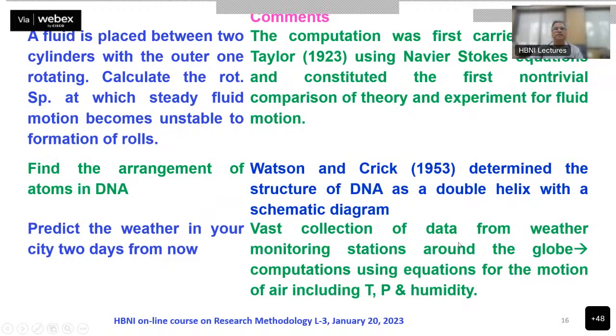For example, a fluid is placed between two concentric cylinders with the outer one rotating. They calculate the rotational speed at which steady fluid motion becomes unstable, and finally formation of rolls takes place. Similar to the one explained earlier. That was just to enumerate the data, whereas here you are trying to make a model. And this is based on the Navier-Stokes equations.